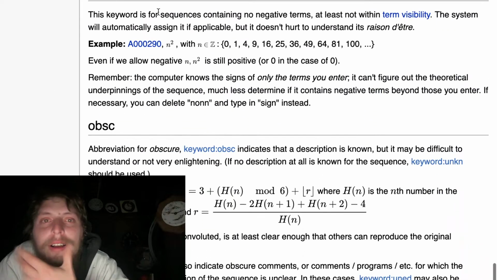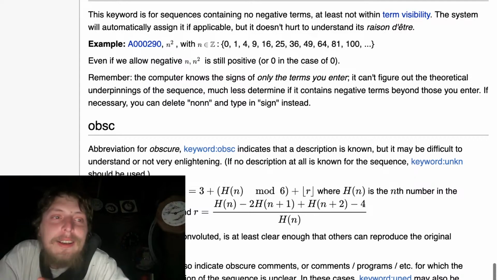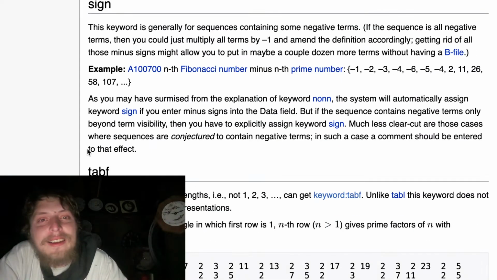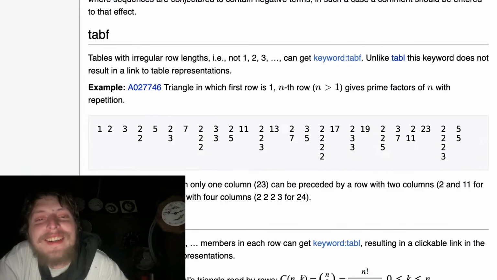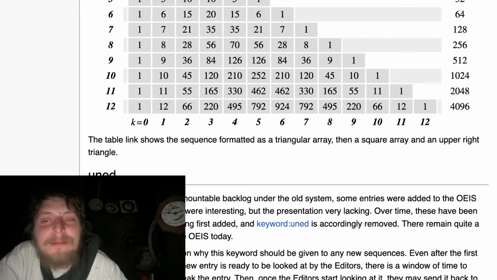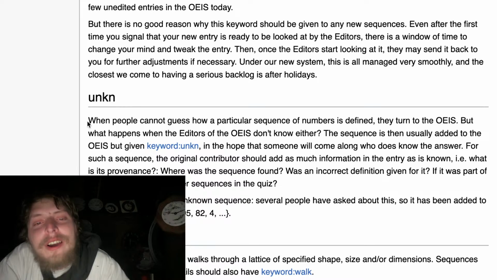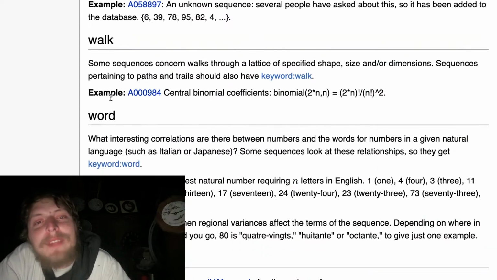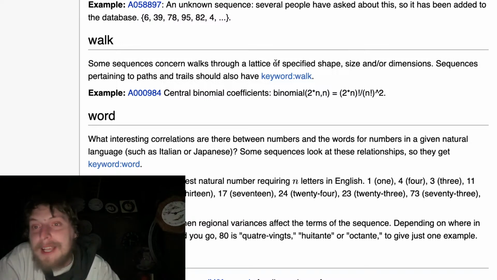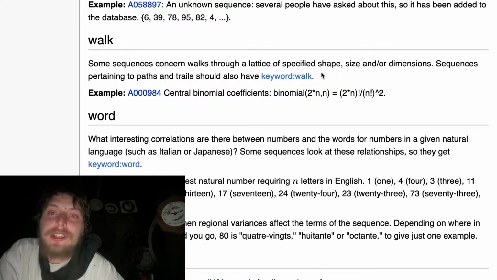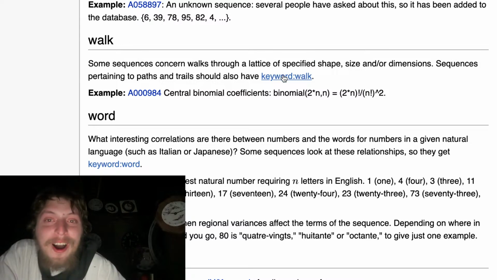So here we have clarifications if you want it non-negative, or sign is what they say if you can include negatives. These are ones that clarify if it looks better as a table or if that's really what it's representing. Unknown is an interesting category that contains a bunch of hits and a bunch of misses. And then there's some that are really specific. They have one like walk. Some sequences concern walks through a lattice of a specified shape, size, and or dimension. These have keyword walk.